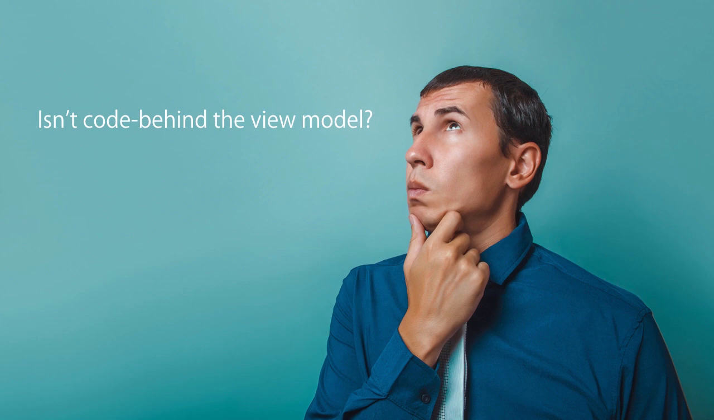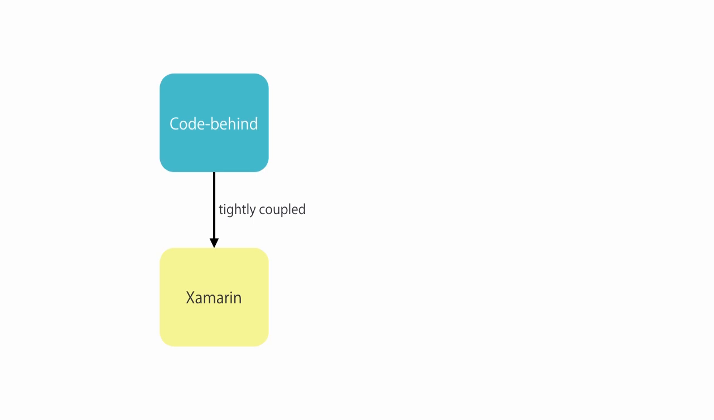Now you might ask, but Mosh, what you are saying sounds like the code behind. Because in the code behind, we have this observable collection and this add method in terms of an event handler that is linked to the button. Well, not really. Code behind is not view model. As I will show you in the next lecture, code behind is tightly coupled to Xamarin. And this tight coupling makes it hard to unit test this class.